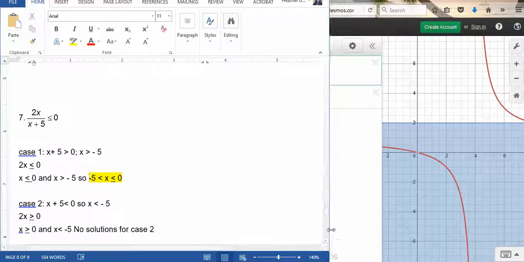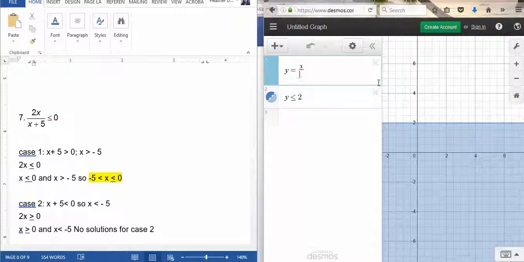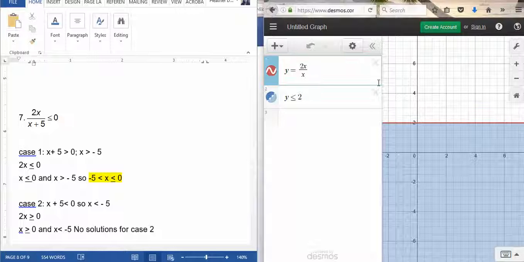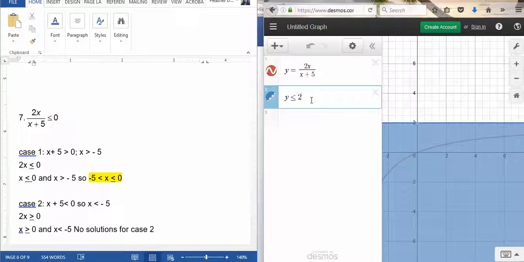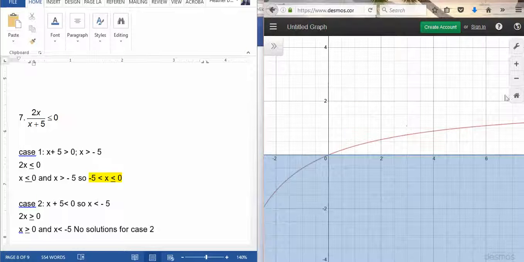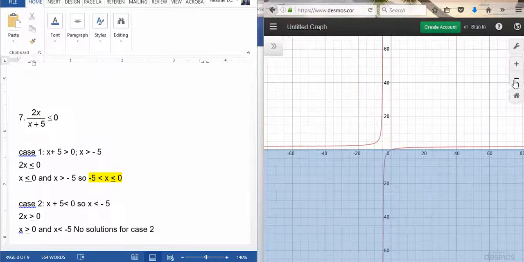Let's look at this on a graph. So our graph would be, we would put the left side, the 2x over x plus 5. That's one of our parts. And the other part is when y is less than or equal to 0. So I've got that y is 2x over x plus 5, and that is equal to 0. Now when we look at the graph here, let me zoom out. It is a hyperbola, but the second part of the hyperbola is never going to be less than 0. It's never going to be in that shaded region.